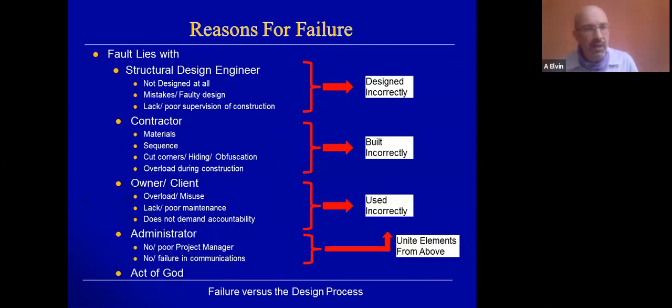So let's look at reasons for failure. You know, in the construction industry, as in many aspects of life, we like to find the reasons why things fail. And whose fault is it anyway? The first fault could lie with the structural design engineer for not designing at all, making mistakes, faulty designs, or poor supervision of construction.